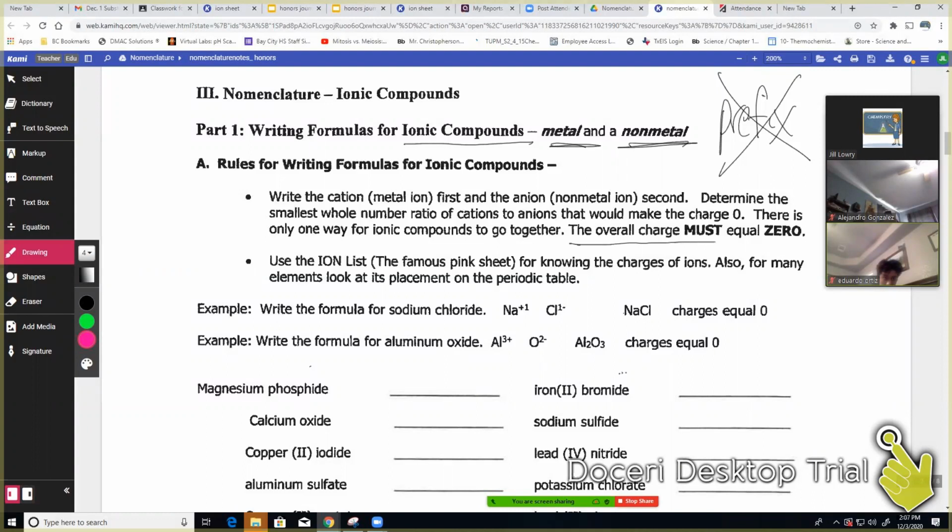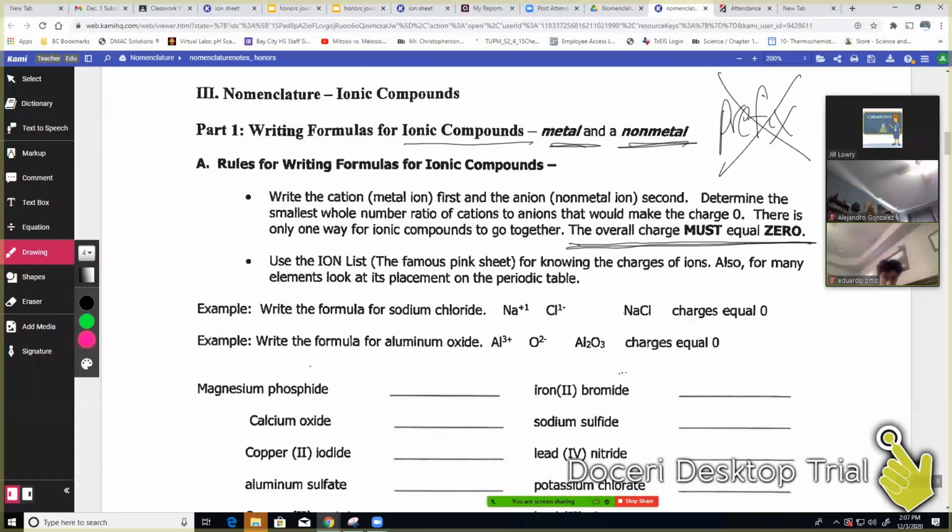So in other words, you need your overall charge to be equal to 0. It needs to be neutral overall. Your positives have to be equal to your negatives. And there's only one way that ionic compounds can go together. So that's why you do not need the prefixes.